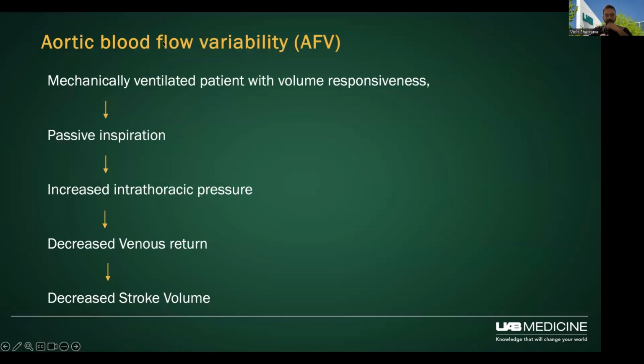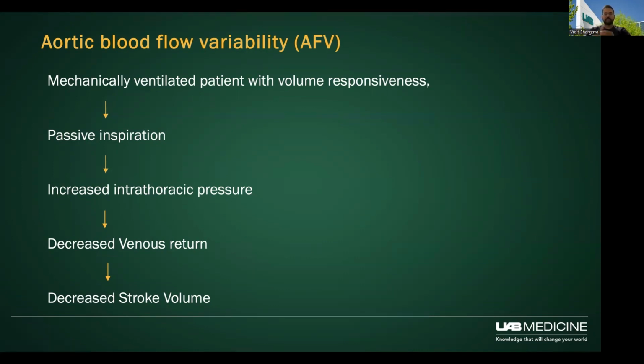And then the last thing that I want to talk about is the aortic blood flow variability. The way I like to think about this is the echocardiographic equivalent of pulsus paradoxus. So in mechanically ventilated patients with volume responsiveness, with passive inspiration, there is an increased intrathoracic pressure, there is decreased venous return, and there is a change in the stroke volume, it decreases.